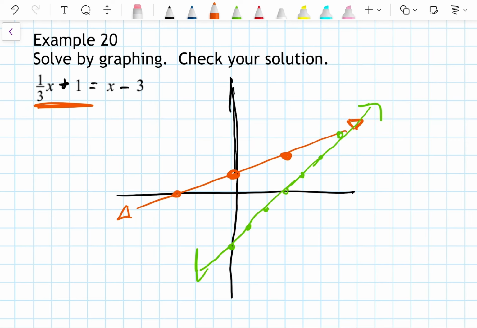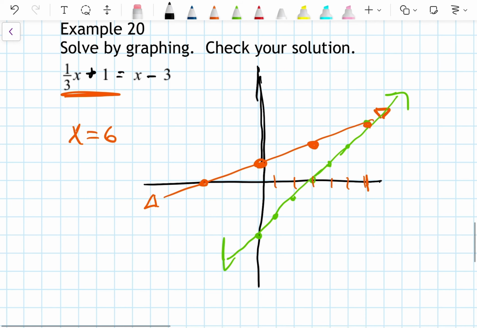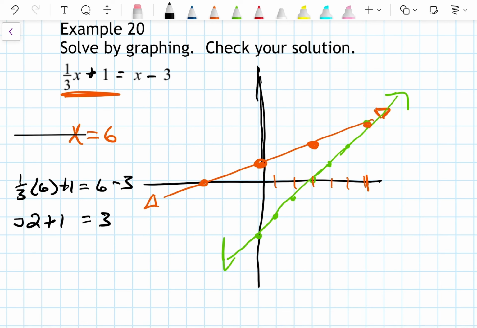And just to make sure, I'm going to go back to this orange point here. Slope of 1/3, so up 1 and over 3. Yep, so there's my point. That would be at 1, 2, 3, 4, 5, 6. So x equals 6. Checking my answer, I can plug back in. I'd have 1/3 times 6 plus 1 equals 6 minus 3. 1/3 times 6 is 2, plus 1, and then 6 minus 3 is 3. And that is a true statement. So x equals 6 is my answer.